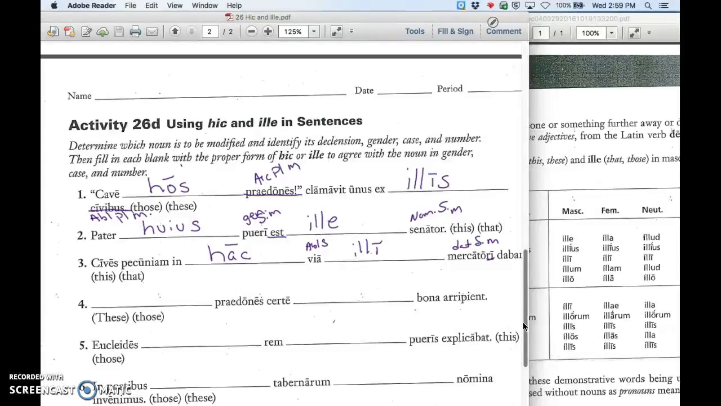So that's how you do that assignment. So you need to do both of those assignments for tomorrow. Okay? Good luck.